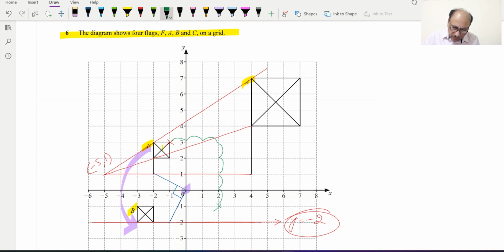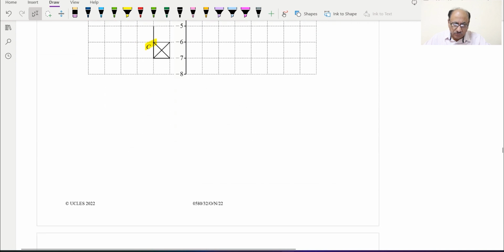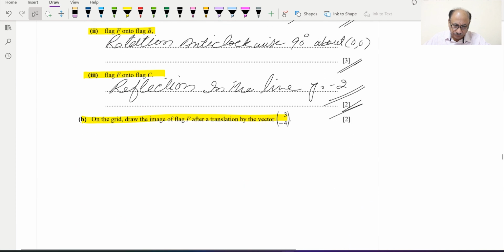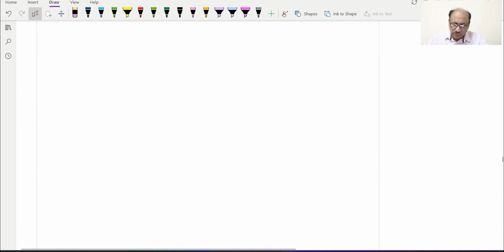So it will reach over here, and our flag will be like this one, and we can complete the flag, and this will be the flag, which is done. This will be our answer. Hopefully you understood this. So this is already done.